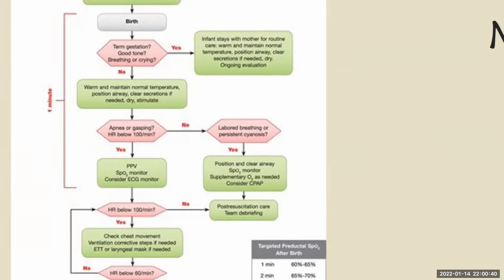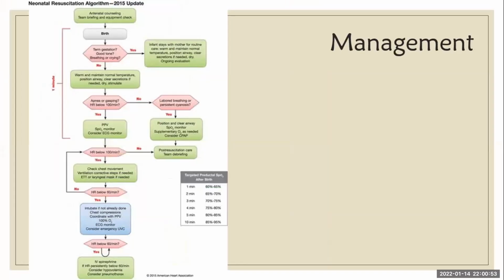So resuscitation can just mean we do initial steps, which is warm and dry, position airway, clear secretion if needed, and then stimulate the baby. So this is what we call the initial step. And then we assess again. What is our assessment? We assess whether the baby is apnea or gasping, and also whether the heart rate is more than 100.